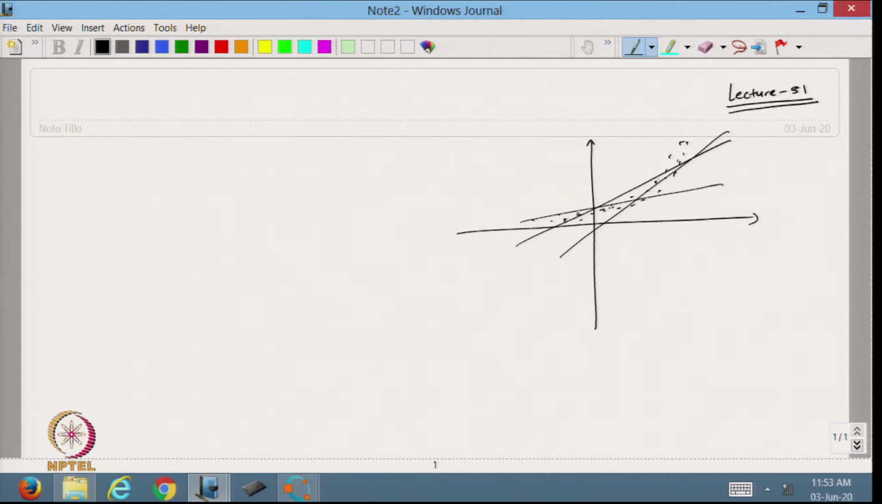But looking at the data pattern, we find that this pattern can be approximated with a function which is not a line. It may be a function of this type, an exponential function. So generally, what we do is first plot the given data in the xy plane, and then looking at the pattern, we approximate the data using the least square approximation.